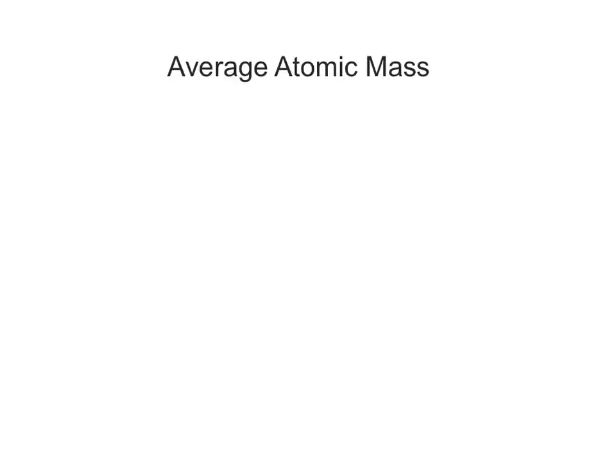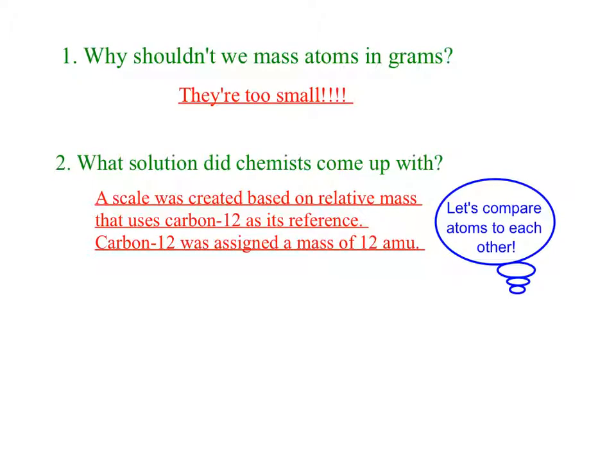This is the video for Chemistry 1's lecture over average atomic mass. So when we measure atoms' masses, we don't measure in grams, for the really simple reason that they're just too small. No one has ever seen a single atom. It is so small, we can't measure it, so we just don't measure the mass of atoms in grams.